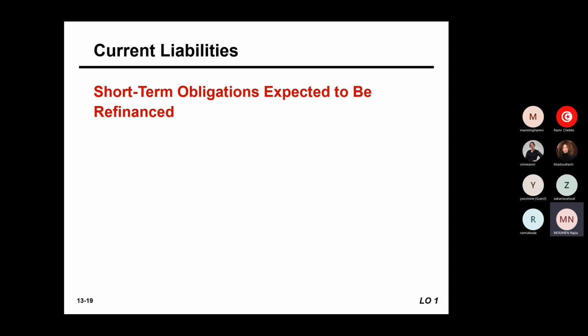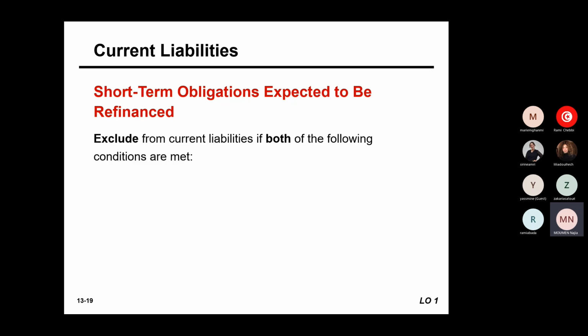Okay, so let's see here in details when you have these short-term obligations that are expected to be refinanced. Okay. So here, as we said, if you have short-term obligations, so meaning what? If you have current liabilities, but you are expecting to refinance, meaning to settle that short-term obligation, but of course, it will be refinanced using maybe long-term liabilities. We'll see, of course, the conditions. Okay. So we should exclude from the current liabilities if both of the following conditions are met.